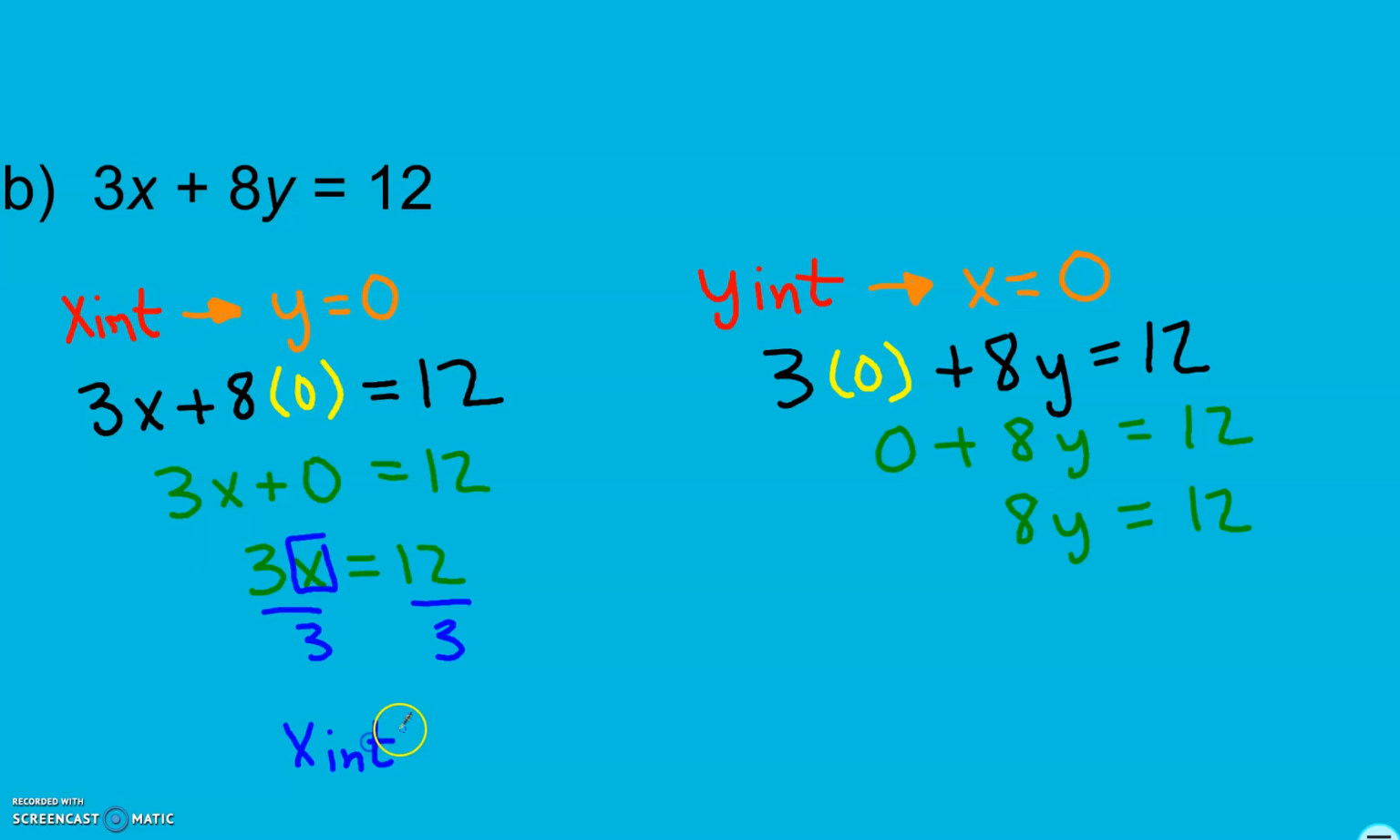I get an x-intercept at 4. Y is being multiplied by 8. So my y-intercept is going to be at 12 over 8, which I can reduce to be 3 over 2, or 1.5.